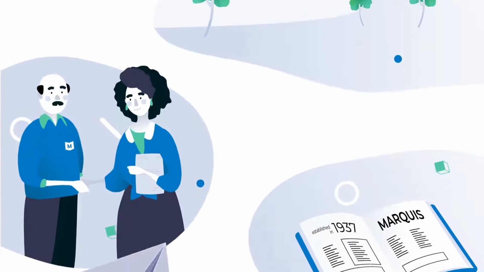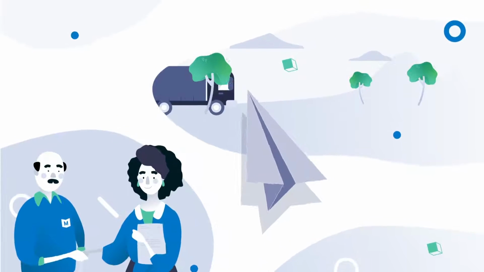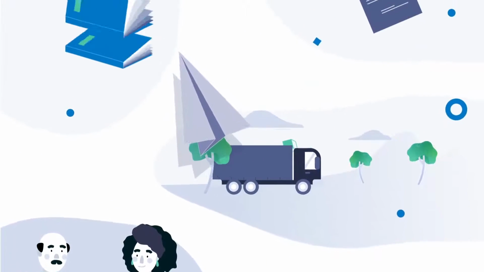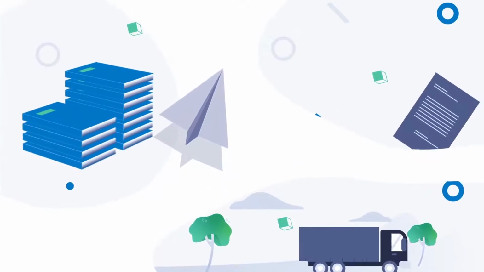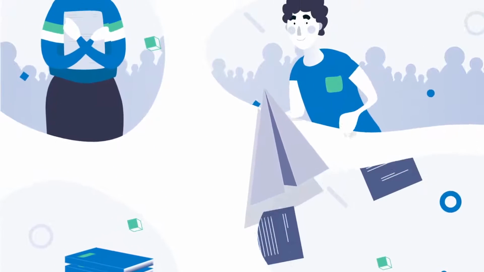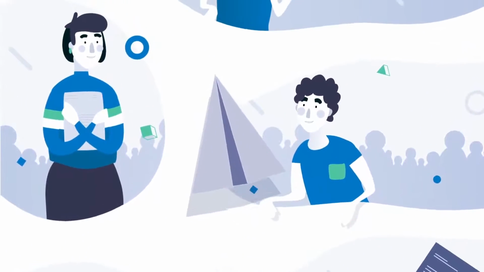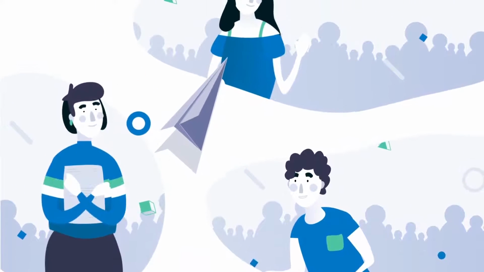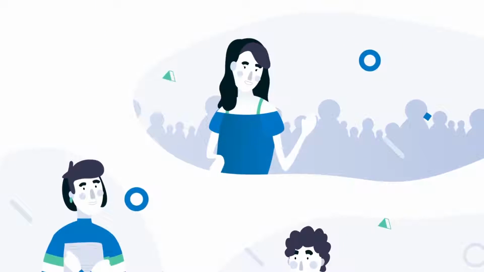Since 1937, Marquis Book Printing has been supporting publishers throughout the process of printing their books. From graphic design to printing on demand and automatic stock replenishment, Marquis currently offers its services to more than 3,000 publisher clients across the globe.